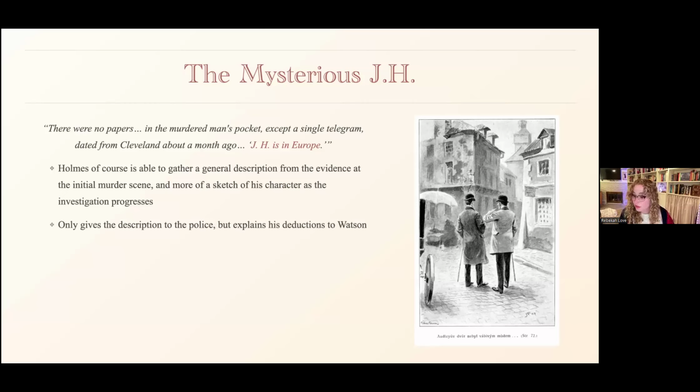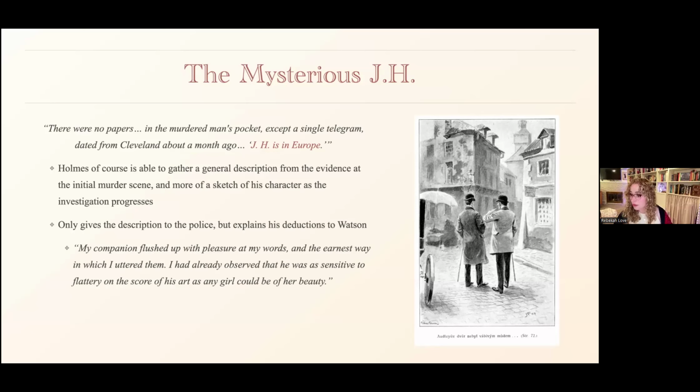Holmes shares his inferences with the police, but later in private explains how he came to his conclusions to Watson after he coaxes Holmes with a bit of flattery. Watson notes the way Holmes blushes when he is complimented, telling the reader, "I had already observed that he was as sensitive to flattery on the score of his art as any girl could be of her beauty," which is an odd point of comparison to make unless he is intentionally evoking the ideas of romance and courtship.